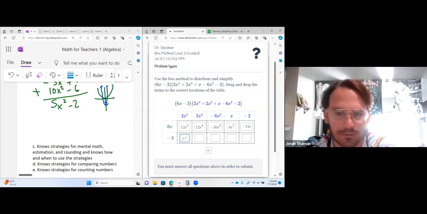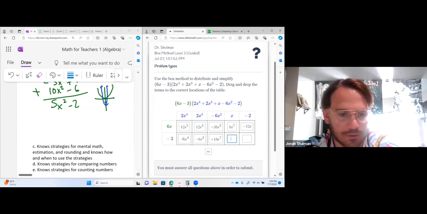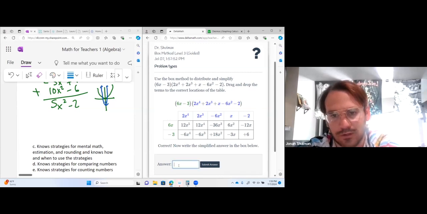So this is negative 6x to the 4th. Negative 6x to the 3rd. Positive 18x squared. Negative 3x. And positive 6. Sweet. Oh, all the simplification.